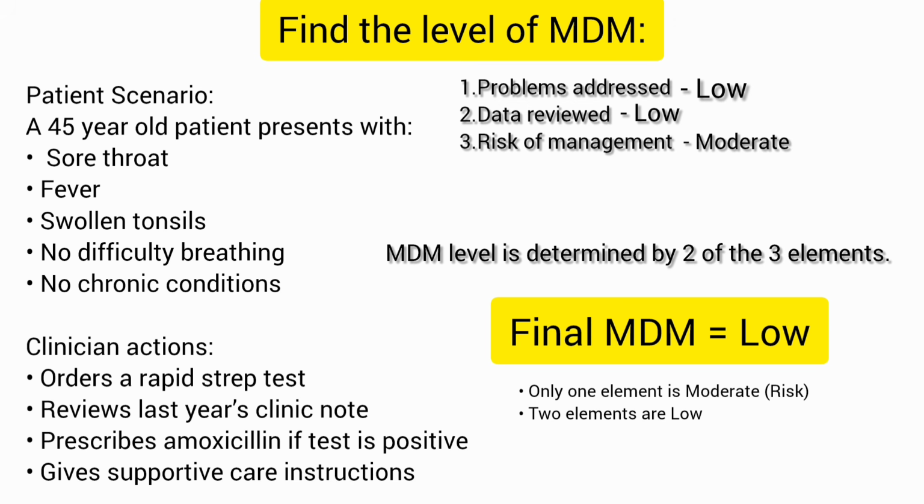Let's summarize. To check the level of MDM, we have to see 3 elements, that is problems, data, and risk. And we need 2 out of 3. If we understand these 3 things, you can easily determine the level of MDM for any E&M service. If this helps simplify MDM for you, make sure to review real cases and practice using the grid. The more examples you see, the more natural it becomes.